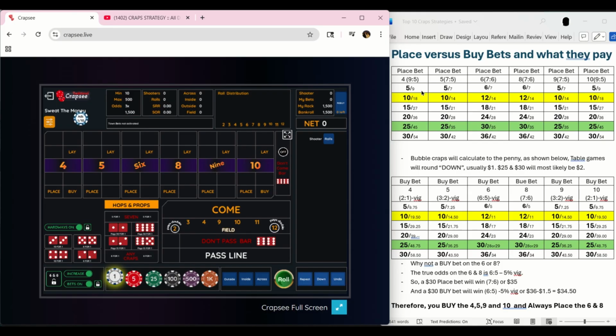The number that's bold is the bet size. So if you think about it, what I have highlighted in yellow is a very common $10 bet. What I have highlighted in green is a $25 bet. So a $10 bet on the 4, 5, 6, 8, 9, and 10, these are the payouts, a little bit smaller after the slash.